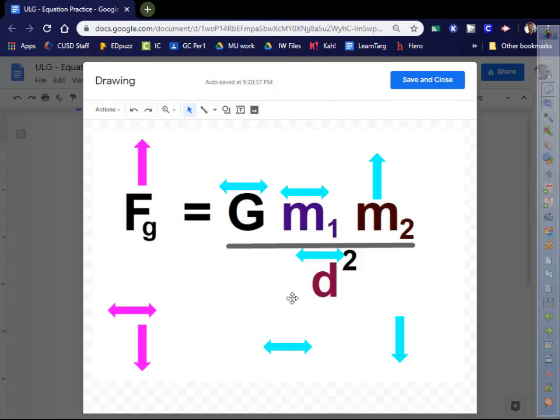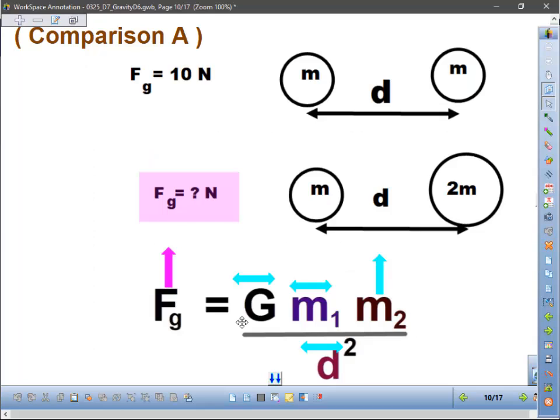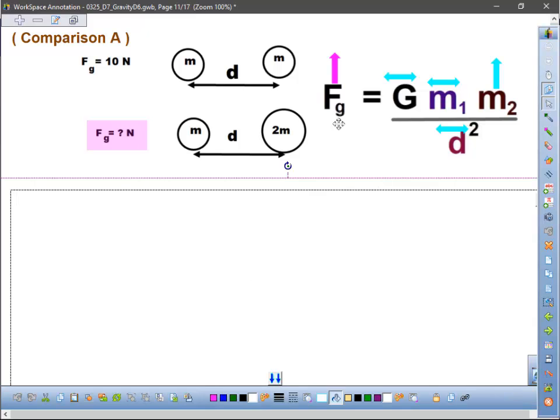Let's go back to our picture. And now we have this. All right, here's our equation. We figured out the force of gravity has to increase. So what's going to happen to this force here? Our explanation might look something like this.